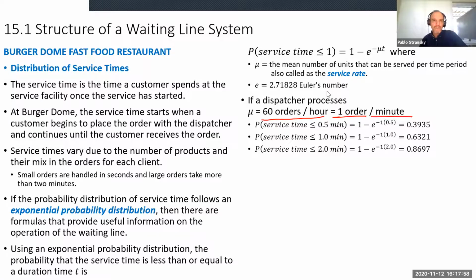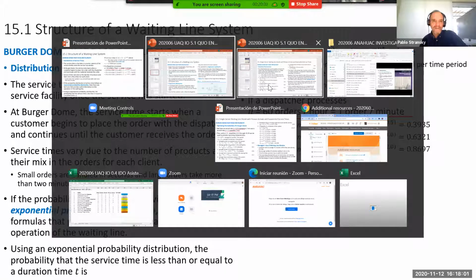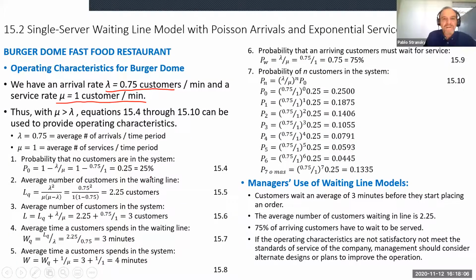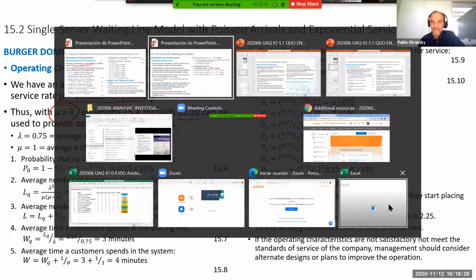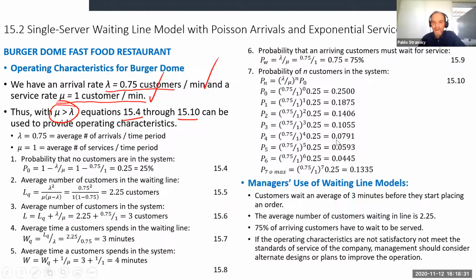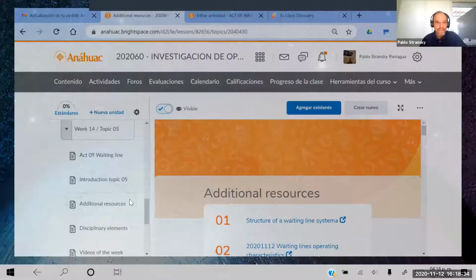So going back to our other presentation, here are the figures we had last class, okay? So in this case, mu is greater than lambda. That means we can use equations 15.4 to 15.10. There's no problem, okay? Now watch for the homework. Now that we're exactly on this condition, let's go back.